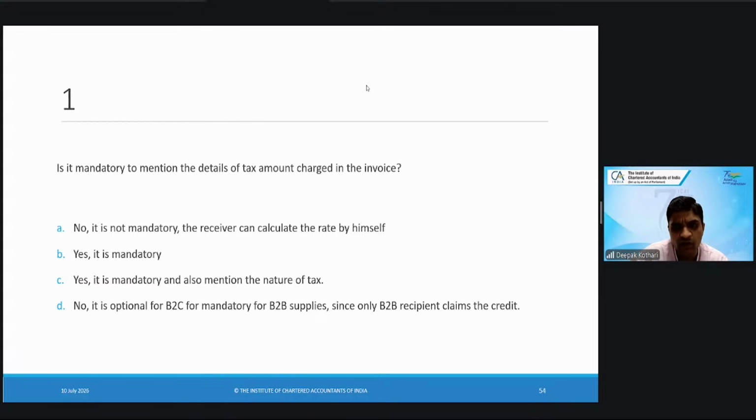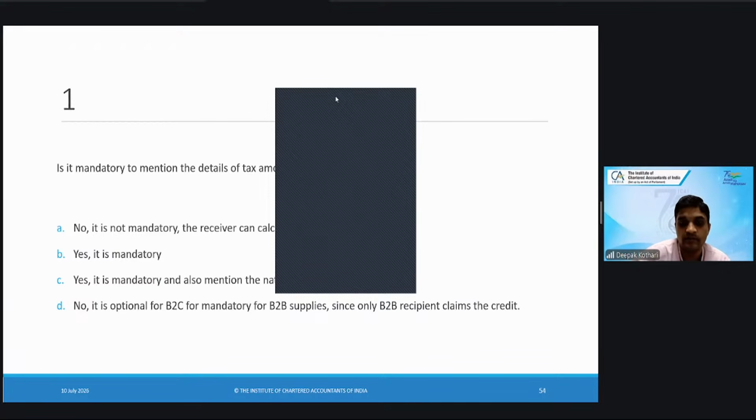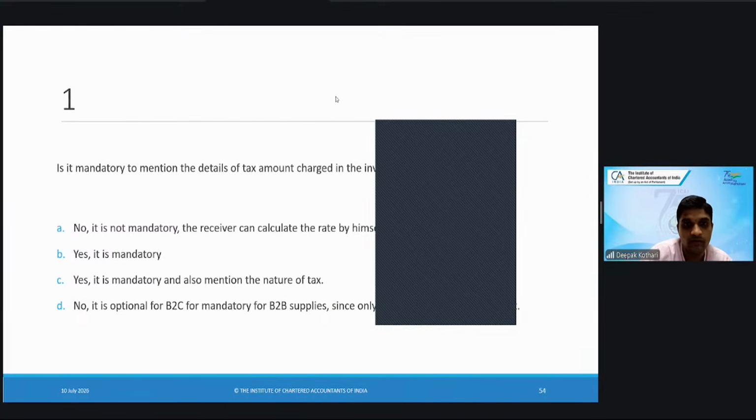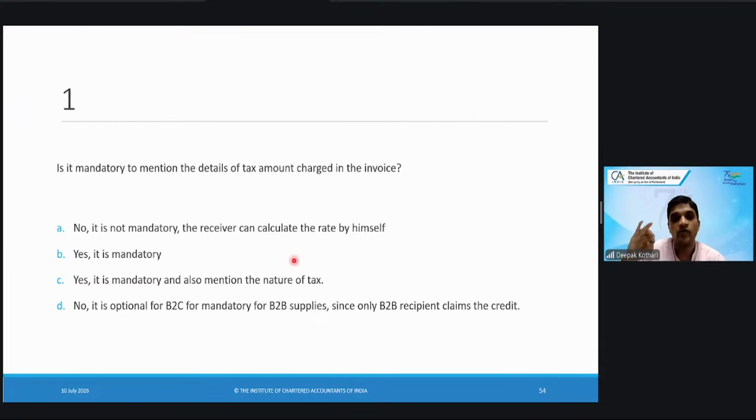When I make a credit note, should I pass an e-invoice for credit note? Yes, I think for invoice, credit note, and debit note, e-invoice is required. Yes. Invoice, credit note, and debit note. Only for these three documents, e-invoice is required. For delivery challan, bill of supply, and job work, e-invoice is not required. So only for three documents, e-invoice is required, which is sale invoice, debit note, and credit note.